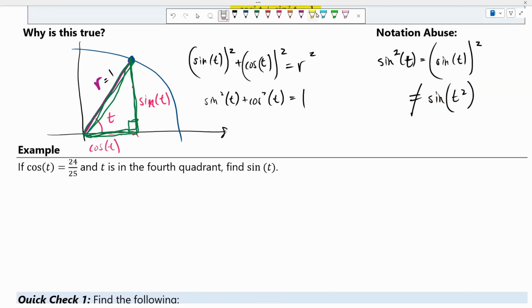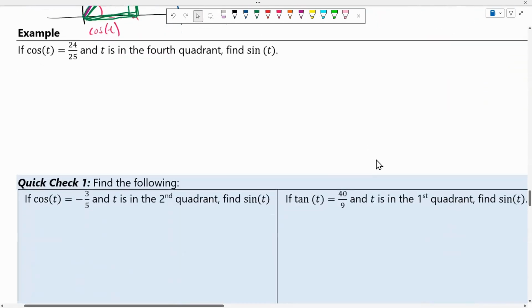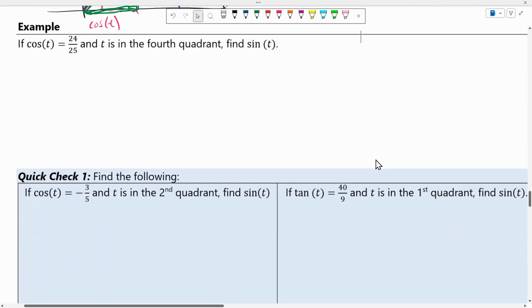All right. Now let me go ahead and cover how we use sine, cosine, tangent to find the other measurements. Turns out, if we have one of the measurements, either sine or cosine, we can find the other ones. So for example, let's say cosine of t is 24/25 in the fourth quadrant. We need to find sine of t. So the fourth quadrant is this one.